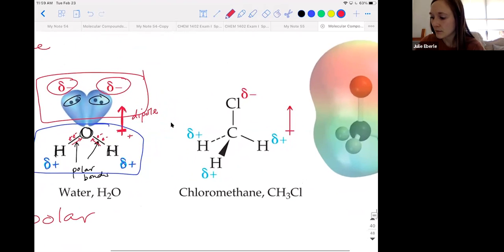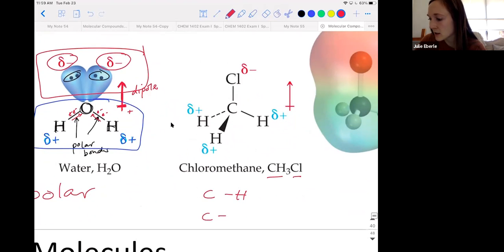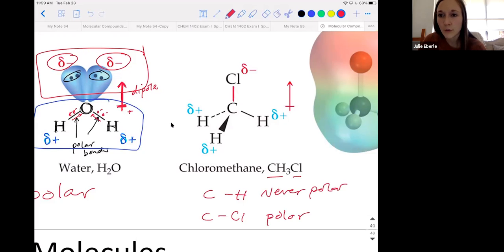Next example, chloromethane, CH3Cl. Again, what kind of bonds do I have in my molecule? Okay, if you draw the Lewis structure, we see the structure here. I've got two kinds of bonds. I've got carbon-hydrogen bonds, and I have a carbon-chlorine bond right here. Remember, we said carbon-hydrogen bonds are never polar, but a carbon-chlorine bond is polar if you calculate the difference. So this bond right here is polar.